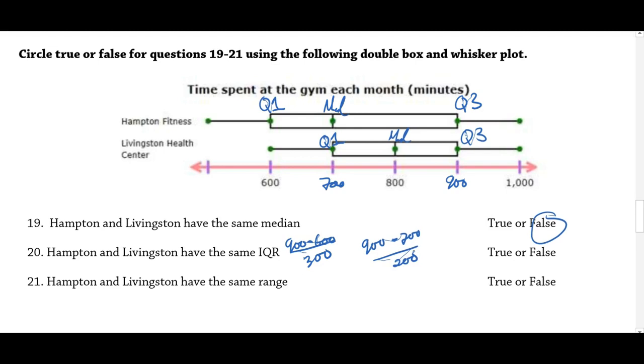So are those IQRs the same? Yes, no, maybe? No, right? They're different numbers. So if they both came out to 100, great, they're the same. But since we got different values here, that one's going to be false as well.